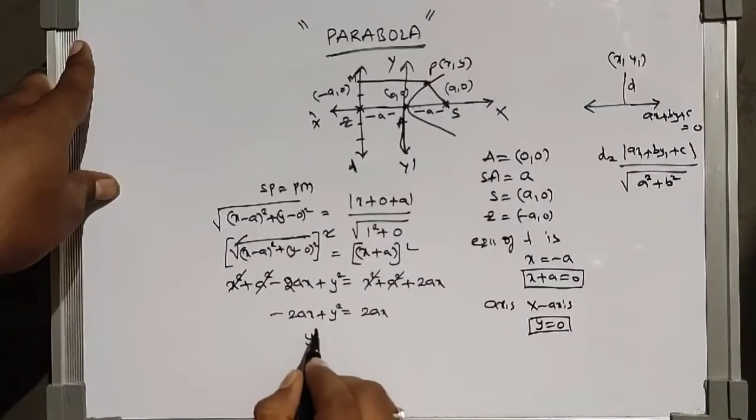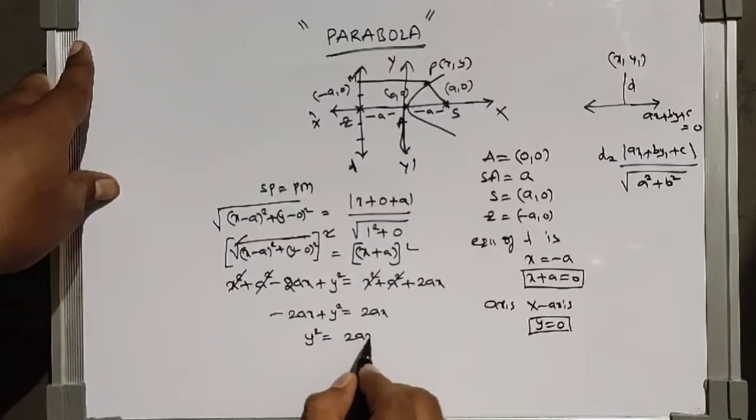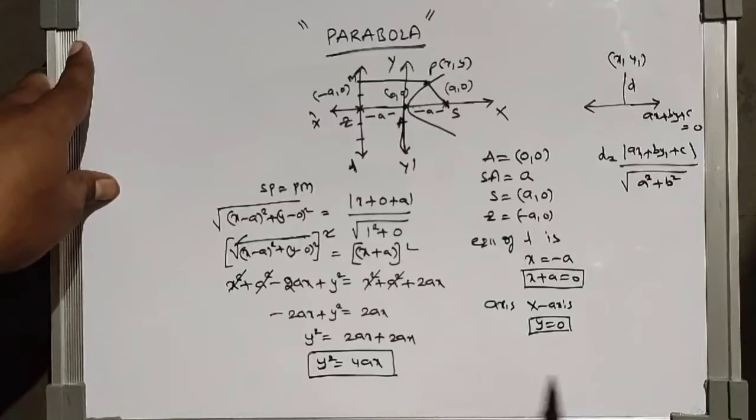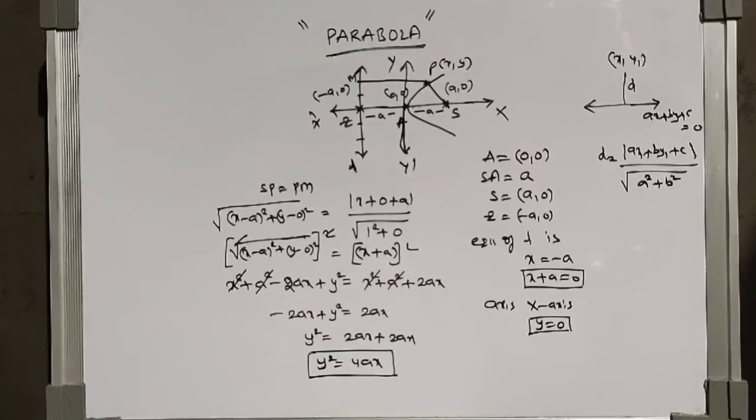Now y square is equal to 2ax plus 2ax. It becomes y square is equal to 4ax. This is the equation of the parabola: y square is equal to 4ax. In that way we can derive the equation of parabola.